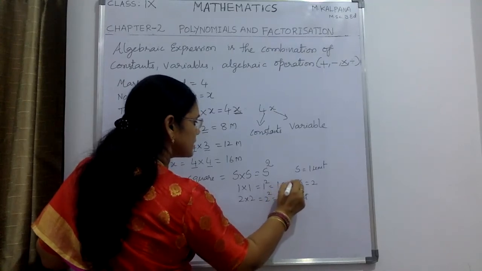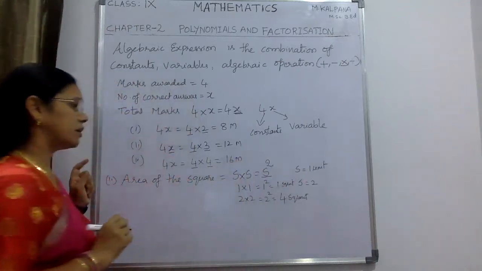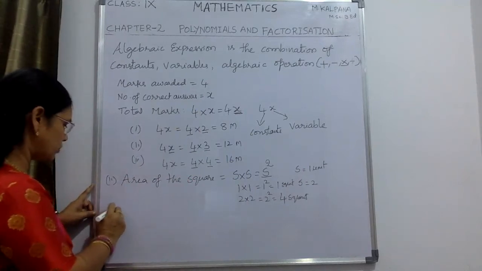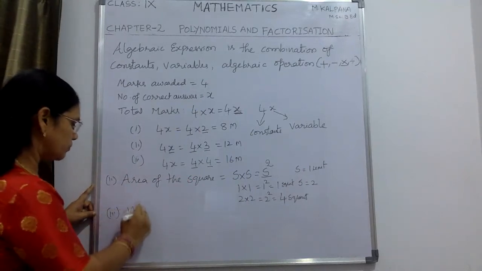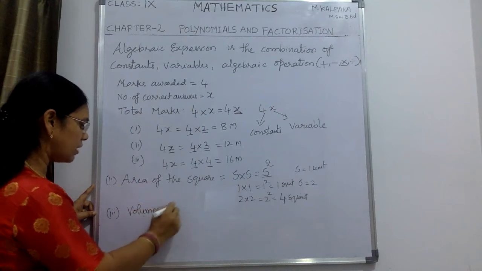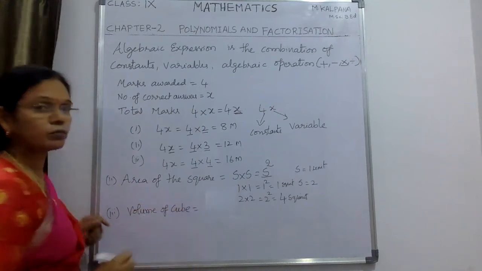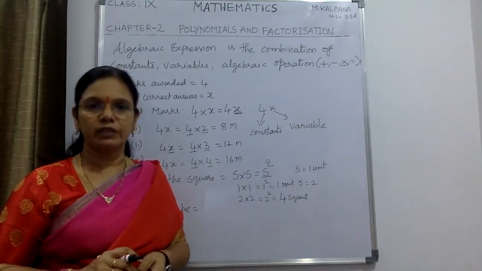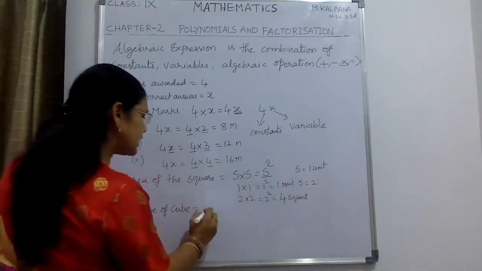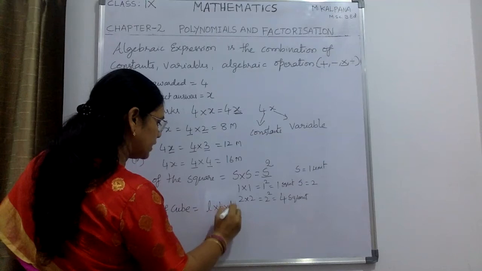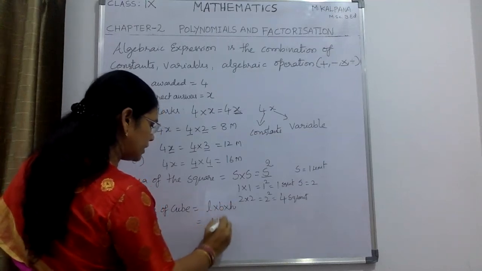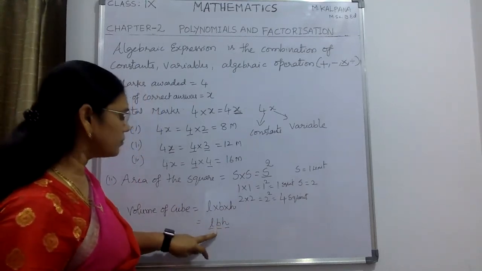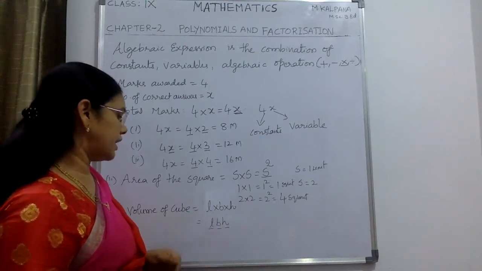So here S is a variable. In the same way, volume of a cube. Can you tell me the formula? How to find the volume of the cube? Yes, length into breadth into height. So all these three, L, B, H, are variables, and this is also an algebraic expression.